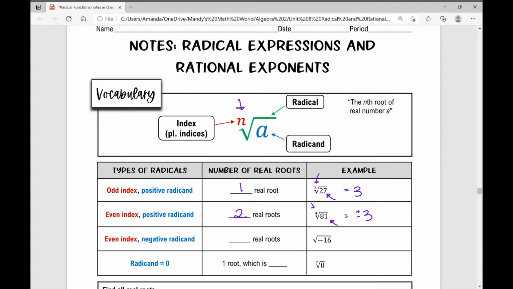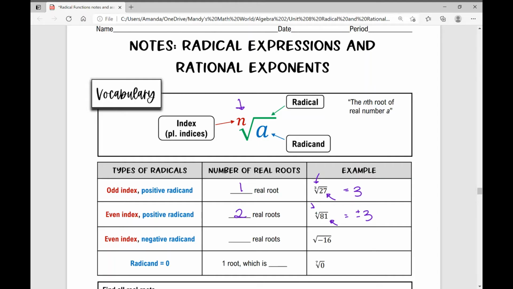Now, anytime you're just given a problem like find the fourth root of 81, that indicates that you are looking for the principal root, which is the positive root. If you're solving an equation of some sort, that's when you'll have your positive or negative, if the case fits.